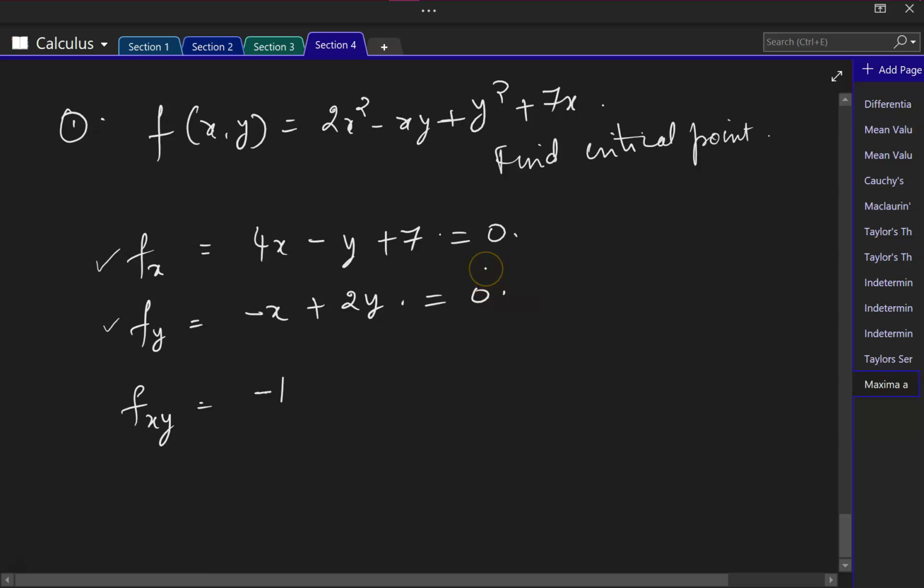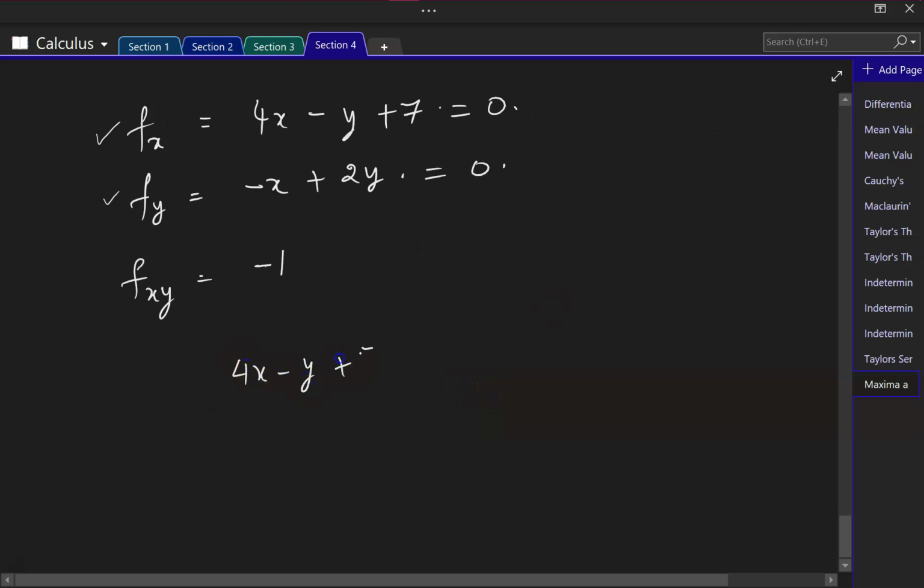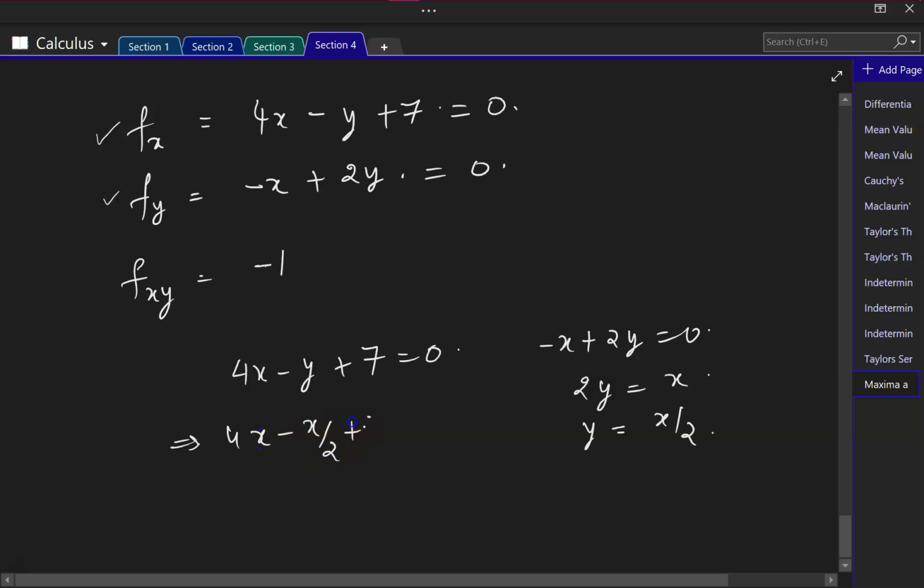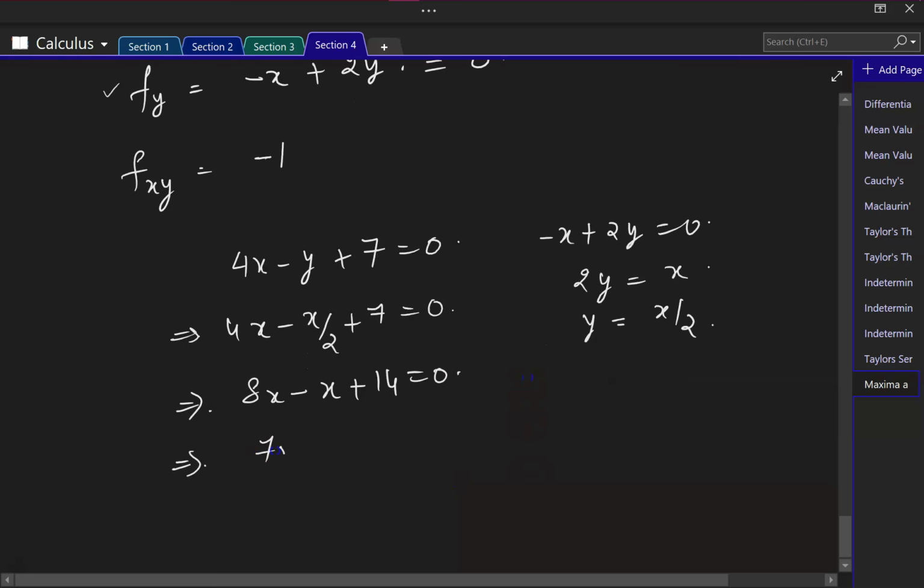So let's solve this. We have simultaneous linear equations. So 4x minus y plus 7 equal to 0. And we have minus x plus 2y equal to 0. So 2y equal to x. y is equal to x by 2. So now we can substitute it here. 4x minus x by 2 plus 7 equal to 0. 8x minus x plus 14 equal to 0. 7x equal to minus 14. x equal to minus 2.